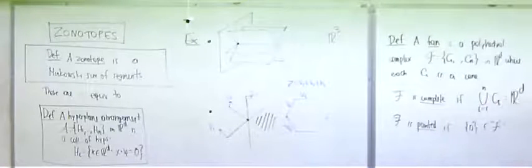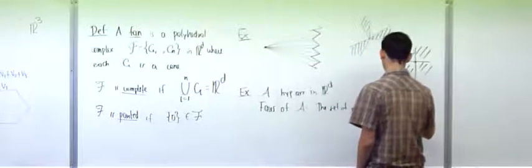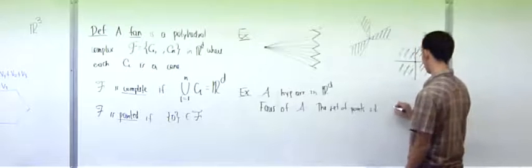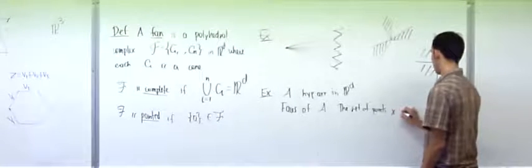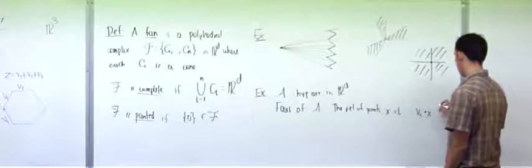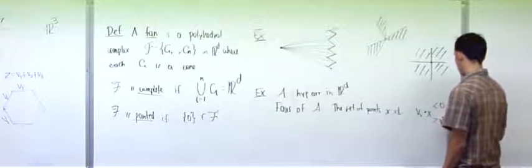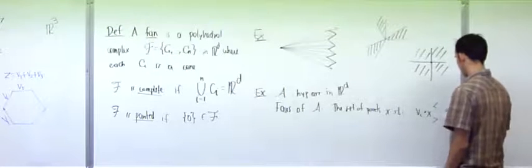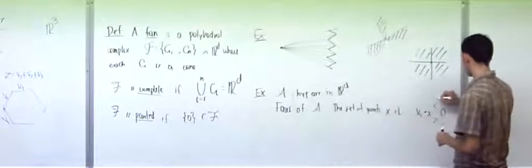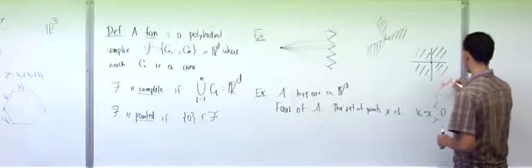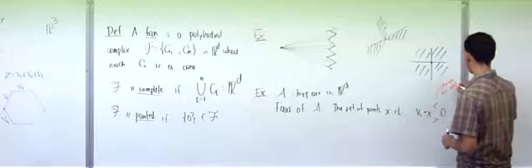Okay, so the set of points x such that vi dot x is either bigger than 0 or less than 0. And you get to make that choice for each i. Okay? Choose for each hyperplane Hi.